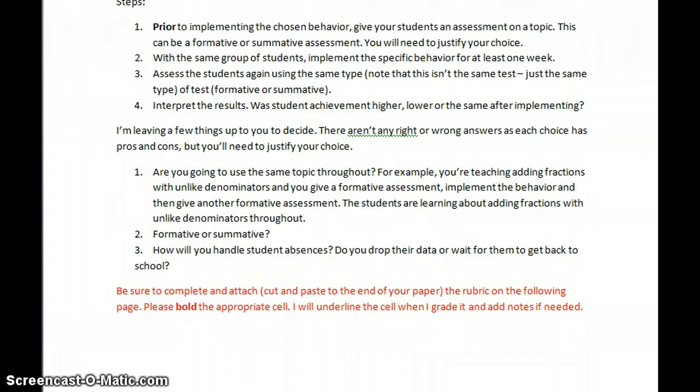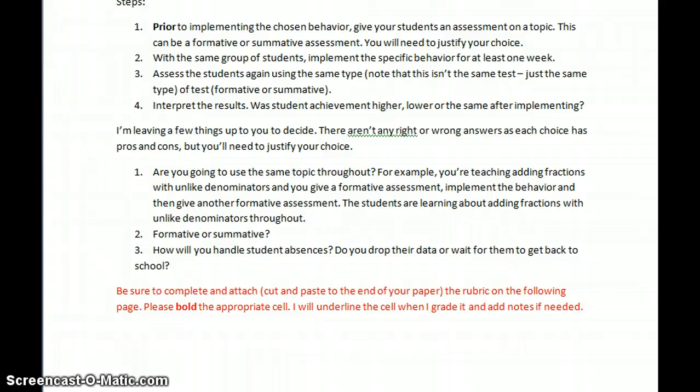But in the same vein, if you do two different topics, so say you do fractions for a week, assess them, and then the second week you do your intervention, and maybe you're doing subtraction of fractions, where you did addition of fractions the first week. So now you have a different topic, and you assess them. But again, can you tell that the gains are because of what you did, or is it because that topic was easier than the first one, or maybe it was harder?